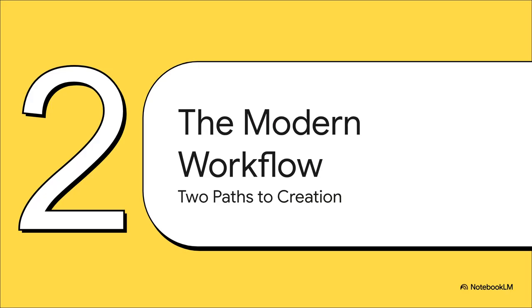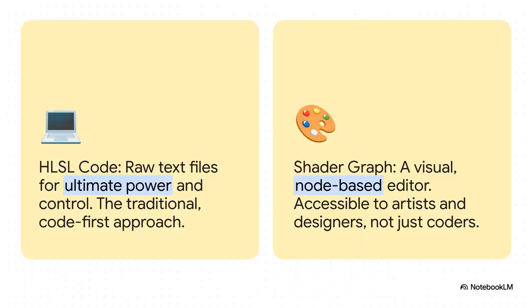So that's the classic theory. But how do we actually build these things in Unity today? Well, the modern workflow basically gives you 2 different paths you can go down. On one side, you've got raw code. This is HLSL, which stands for High-Level Shading Language. This path gives you ultimate fine-grained control over everything. But, it has a steep learning curve.